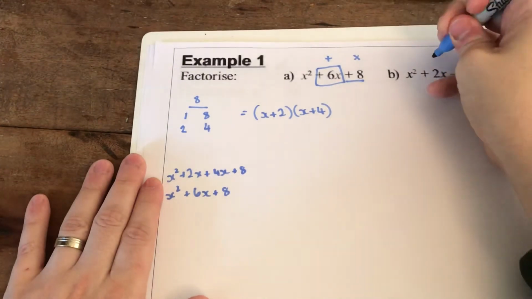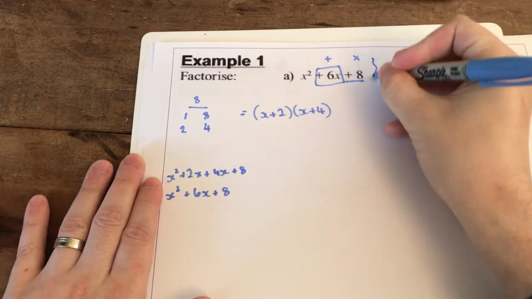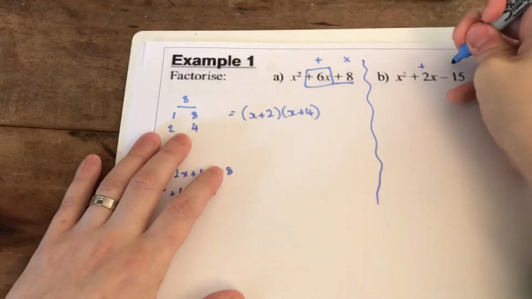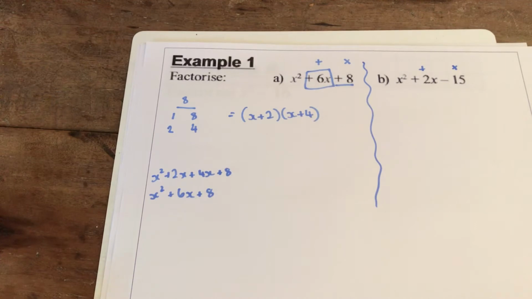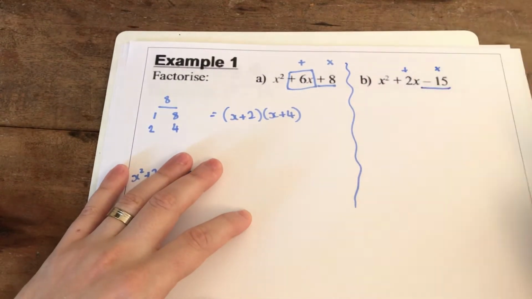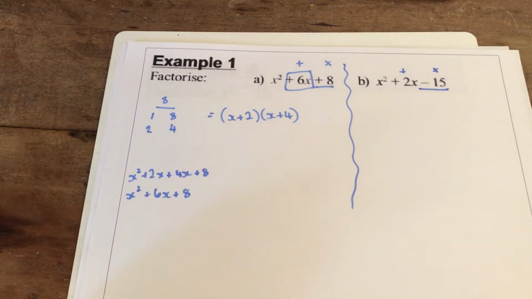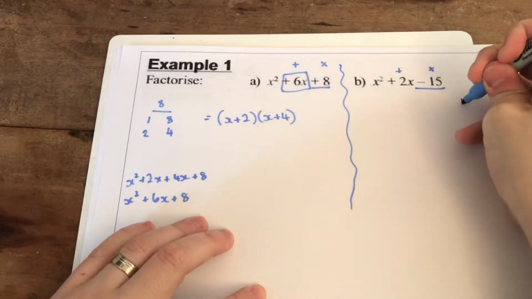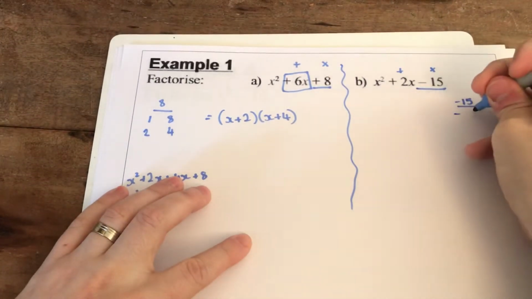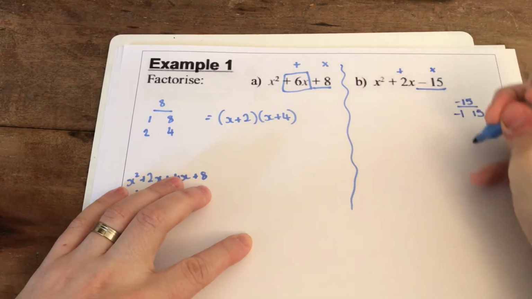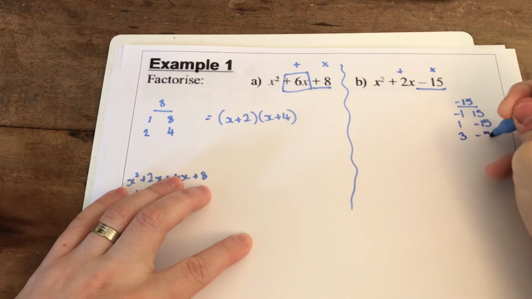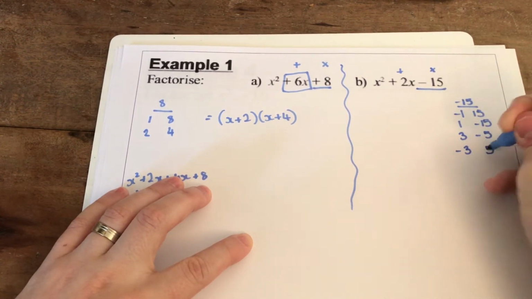So again, for this one I'm going to work through, we want our numbers to add to give us 2. But we want them to times to give minus 15. That means that if we're going to have a negative 15, we need one number to be positive and we need one number to be negative. So again, I would write my factors of minus 15 down. I can have minus 1 and 15. I can have 1 and minus 15. I can have 3 and minus 5. And I can have minus 3 and 5.